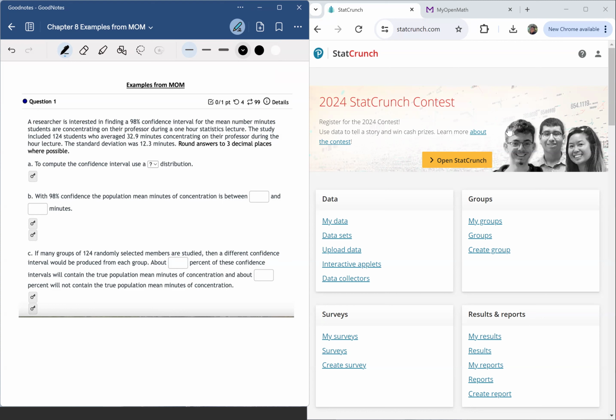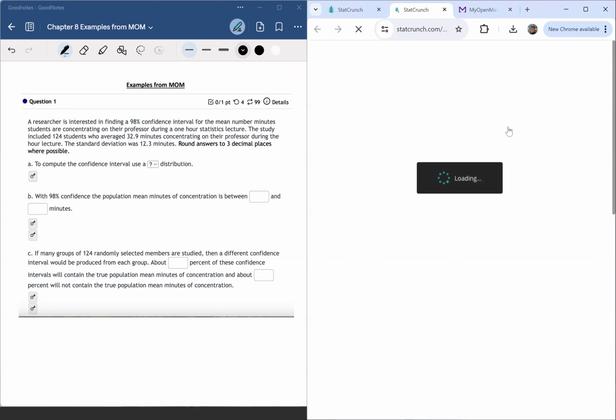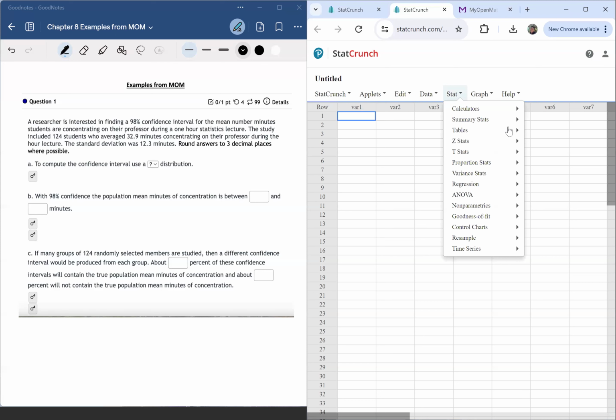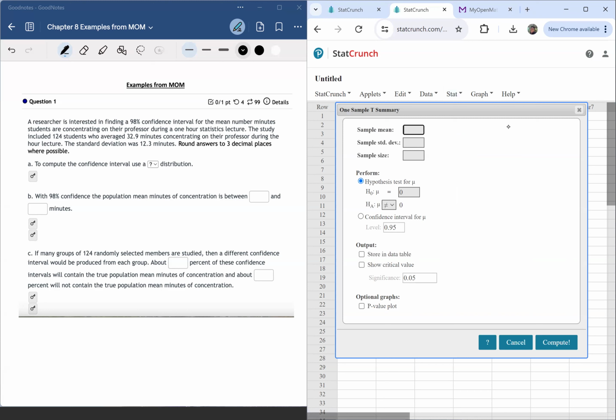Okay, so before we look at the My Open Math questions, we're actually going to take a look at StatCrunch to help us visualize what it is that we're finding here. So I'm going to go ahead and open my StatCrunch and go over to Stat. I'll tell you why in a little bit, but right now we're going to go to T-stat, and then one sample with summary.